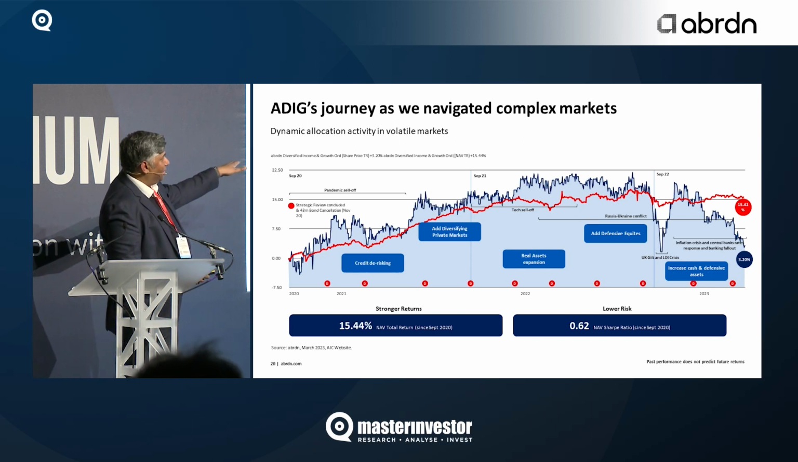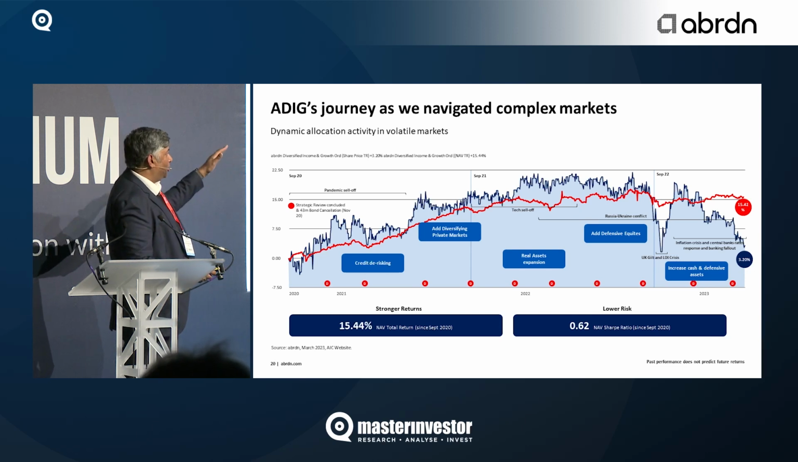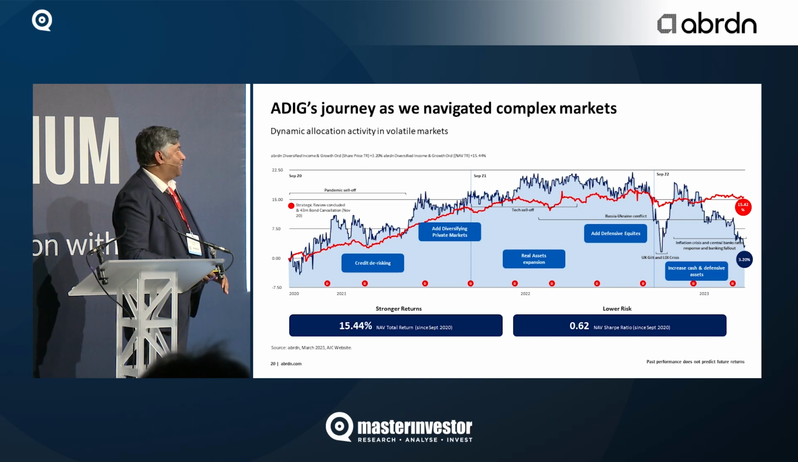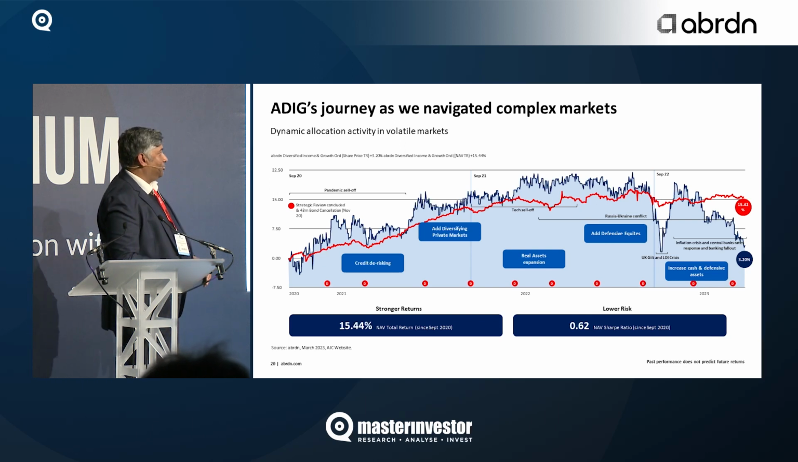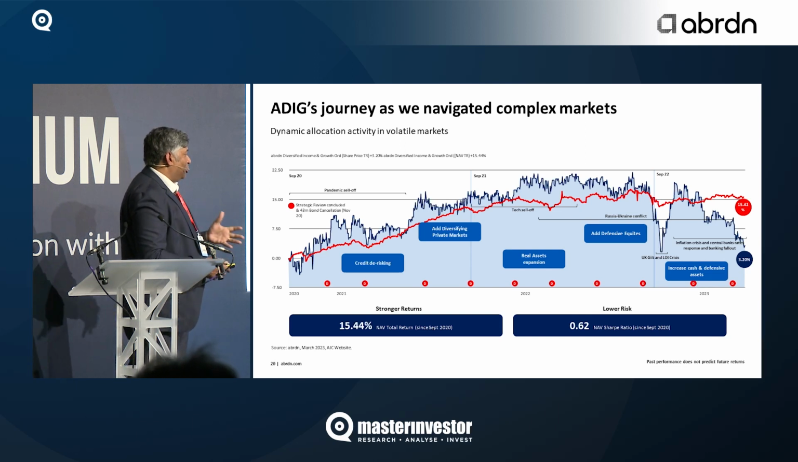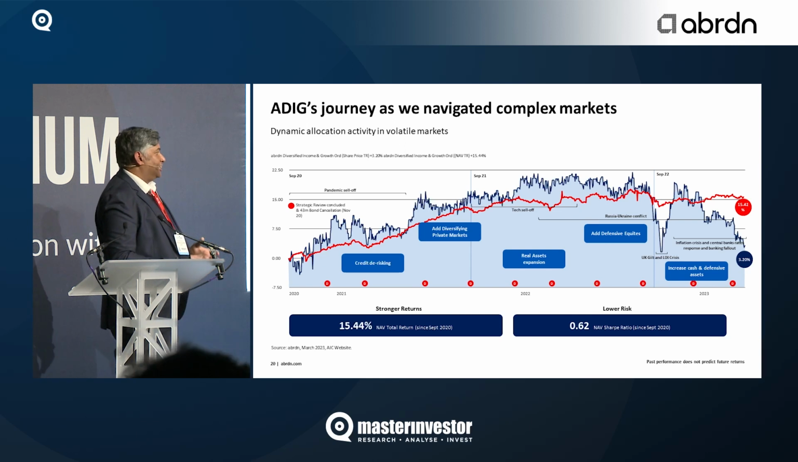And as you can see, the red line is not particularly volatile. That's the NAV of the trust, which didn't deteriorate at all over that period. We actually generated 15.4% total return over those 2 years at a Sharpe ratio, going back to William Sharpe, looking at the risk and reward of the portfolio, of 0.62, which is very strong relative to our peers.